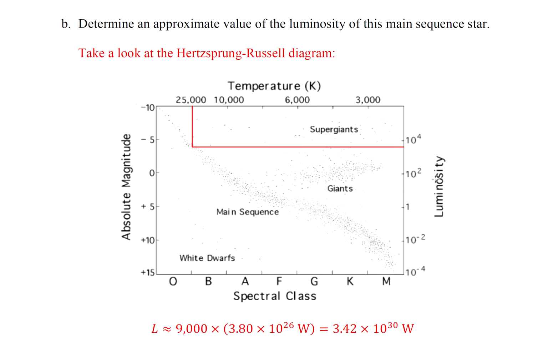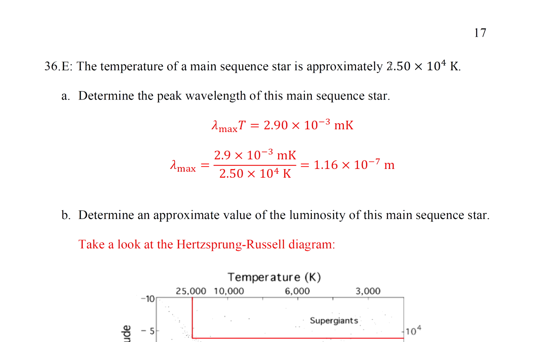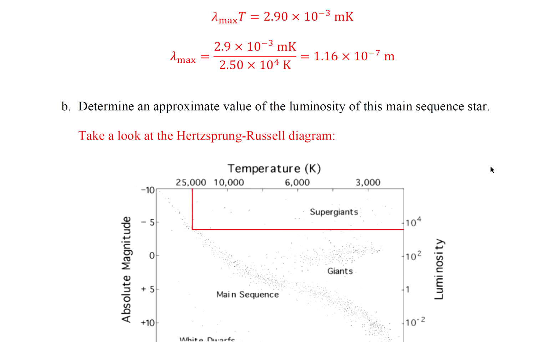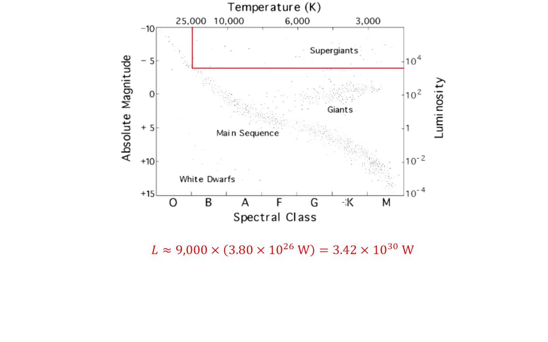We have to take a look at the Hertzsprung-Russell diagram. So we're given 25,000 Kelvin in the problem. So it's 25,000 Kelvin here. We go down and then we go to the right. Because this 25,000, when we go down, it touches this strip for main sequence. So we go to the right and it's about this value here, between 10 to the 2 and 10 to the 4. So the luminosity is about this, 3.42 times 10 to the 30 watts.